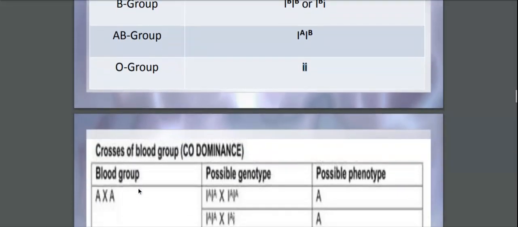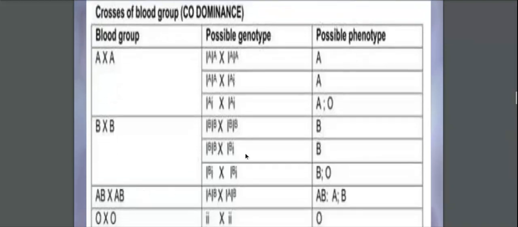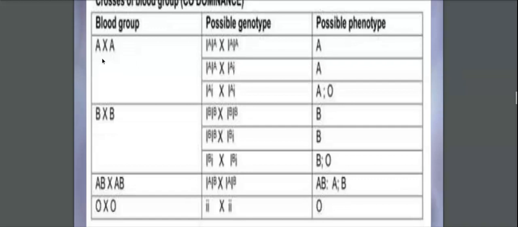So we move on to our next chart, which shows us the possible phenotypes of offspring if a cross is made between two parents who are A. Okay, so let us consider these cases. If the father and the mother have a blood group of A, what will be the possibilities of the offspring? Now, we have three cases here, or three scenarios.